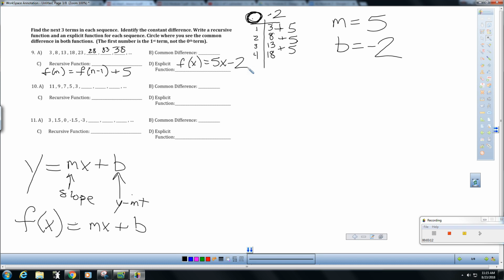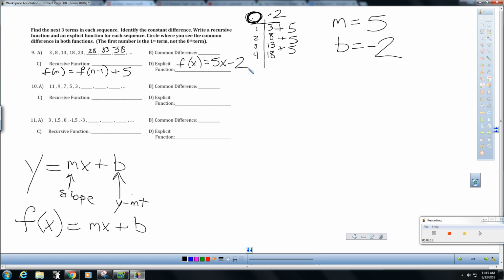Now check it. Check any one of them. Put in a 4. What's 5 times 4? And what's 20 minus 2? Okay, well, let's make sure another one works. What's 5 times 2? And what's 10 minus 2? 8. We're doing it right for sure.